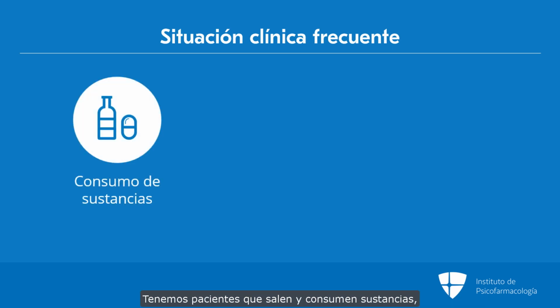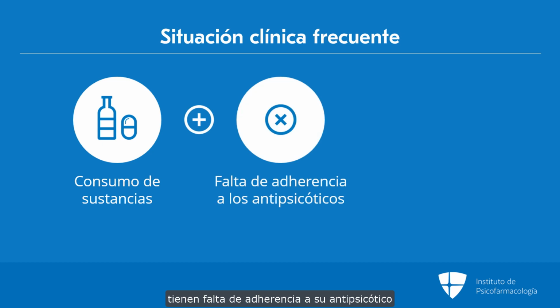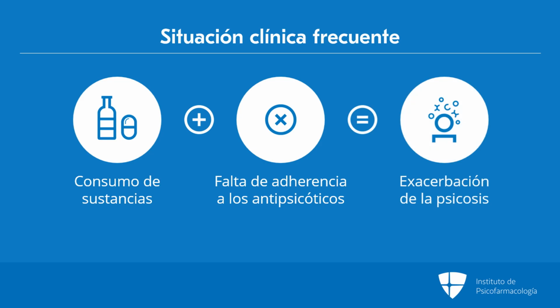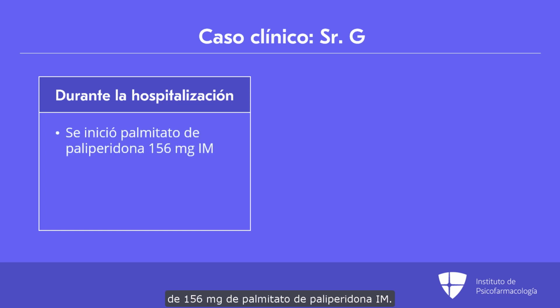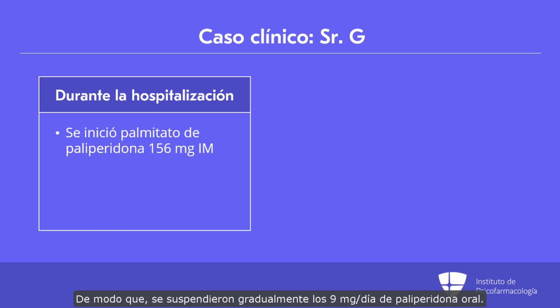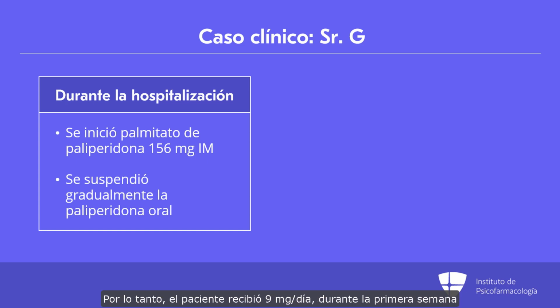We have patients who go out and use substances, they're non-adherent with their antipsychotic, and they subsequently have a relapse, an exacerbation of psychosis. But during the hospitalization, the patient was agreeable to a trial of paliperidone palmitate 156 milligrams IM. And so his oral paliperidone at 9 milligrams was gradually discontinued. So he got 9 milligrams daily for the first week after he got his injection, then 6 milligrams daily for the next week. That was tapered to 3 milligrams daily on the third week, and then it was stopped.